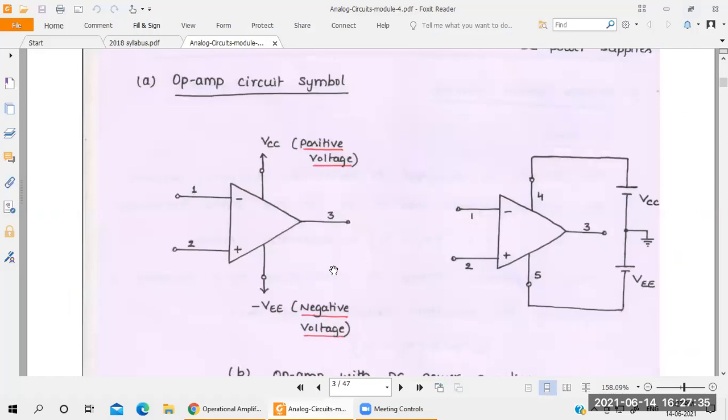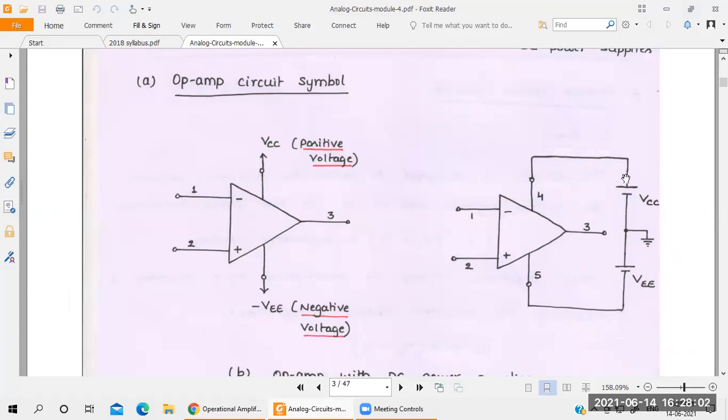So next, you come to the op-amp symbol here. For the symbol, they have given plus VCC. Do you know why they have given VCC here? Because the two transistors' collectors are connected to plus VCC and the two transistors' emitters are connected to negative voltage, minus V. After that, you take a DC voltage, plus VCC, which is connected to pin number 4, and minus V, which is connected to pin number 5.